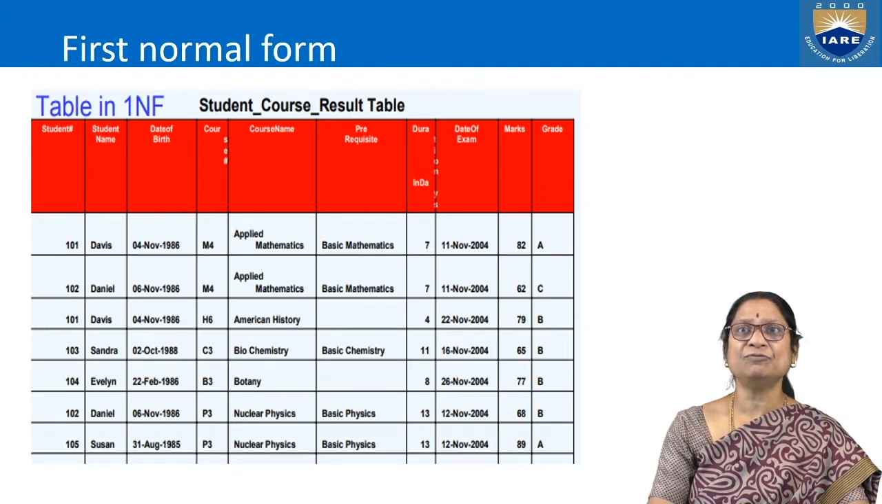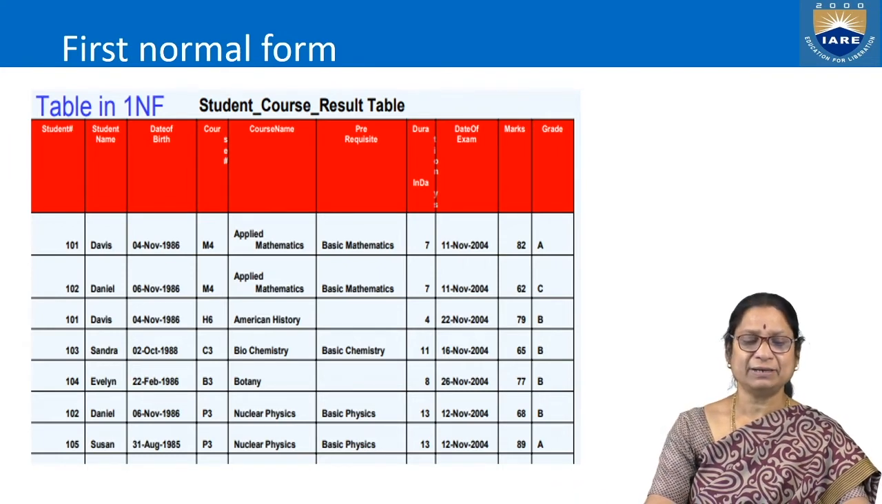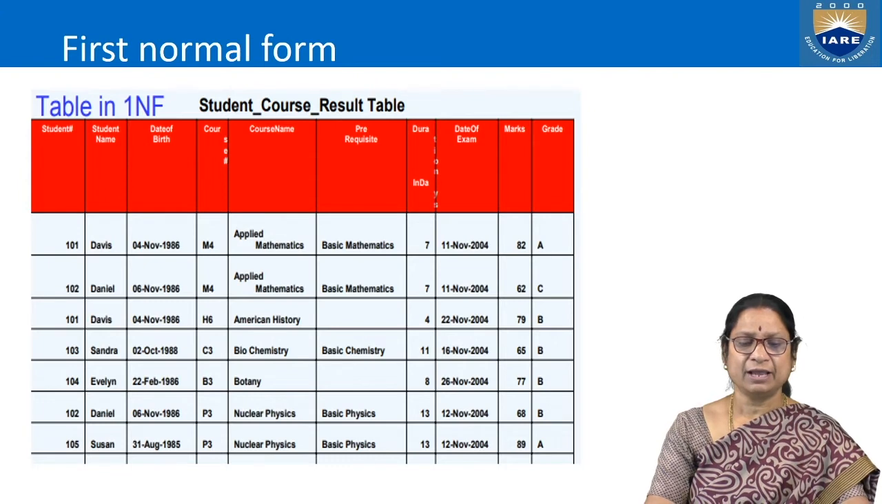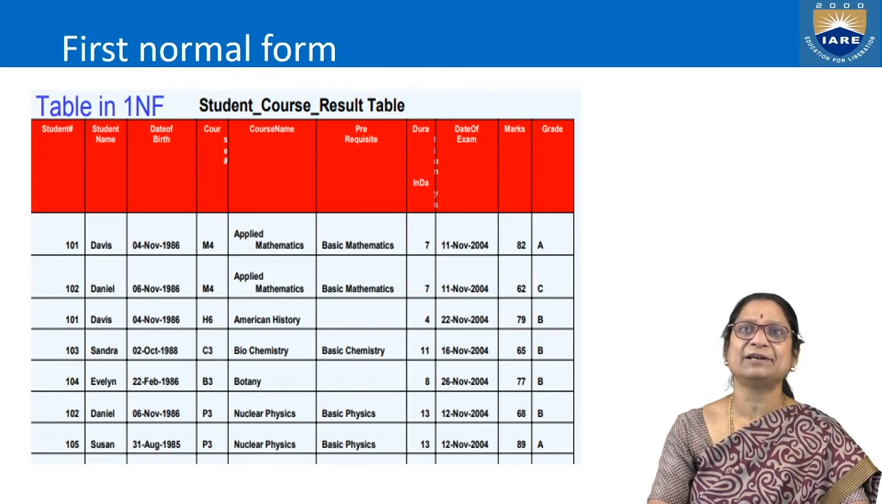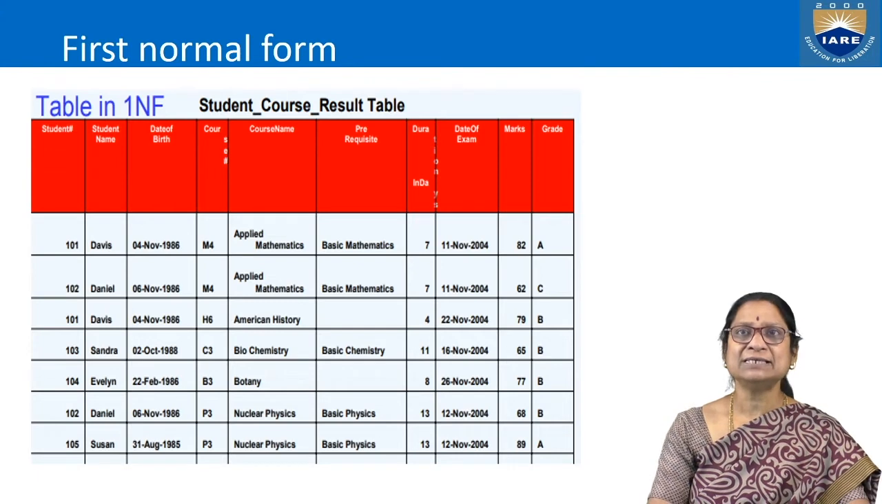So we have to divide our composite attributes into simple attributes. That is one way. Student number is one attribute, then student name and date of birth. Next course ID, course name, prerequisite. And what is the prerequisite? Prerequisite course is there, duration, date of exam, marks and grade. We made them individual attributes.